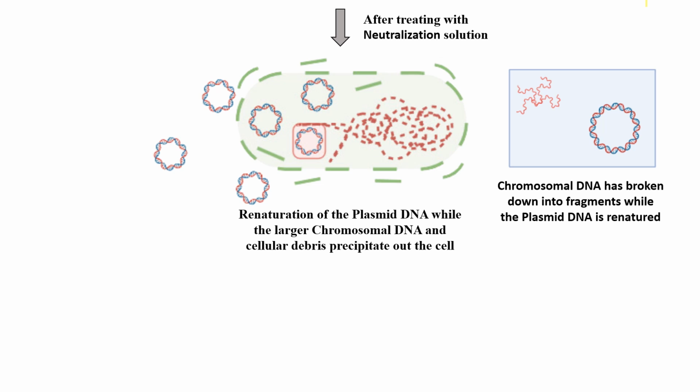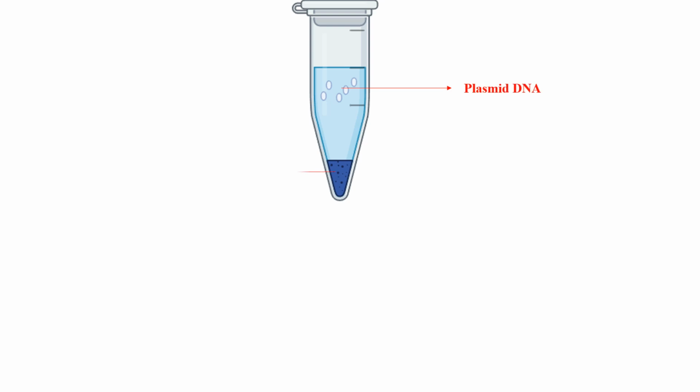circular. Now the final part of this experiment is centrifugation. During centrifugation, the precipitated chromosomal DNA, proteins, and cellular debris form a pellet at the bottom of the tube.